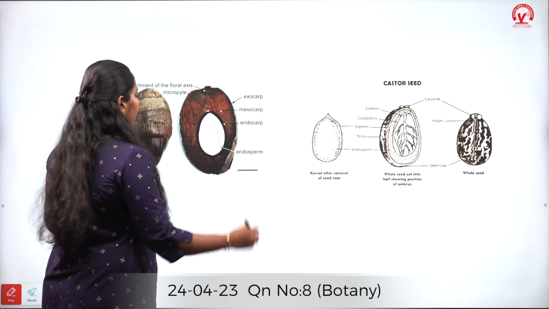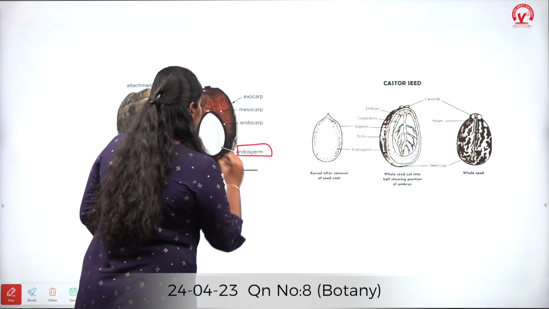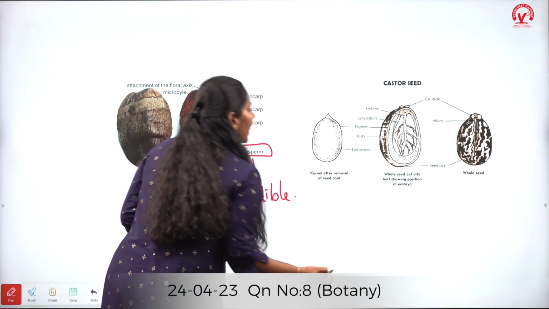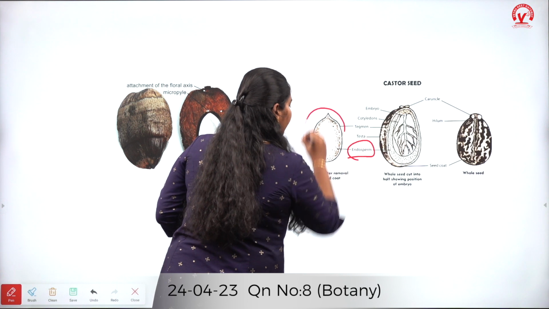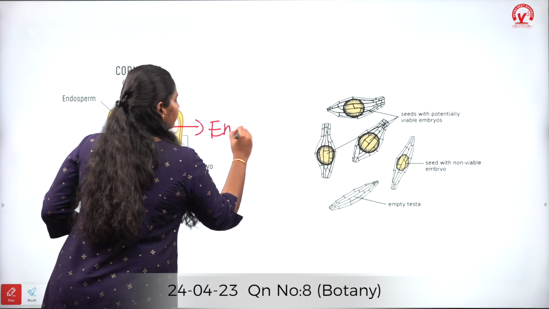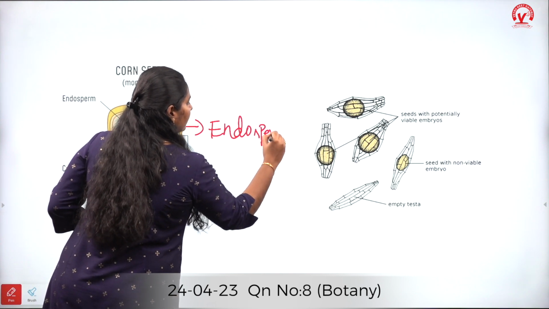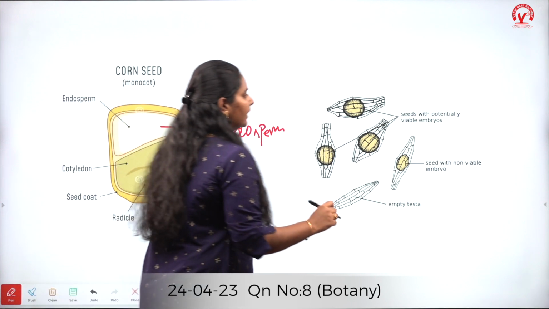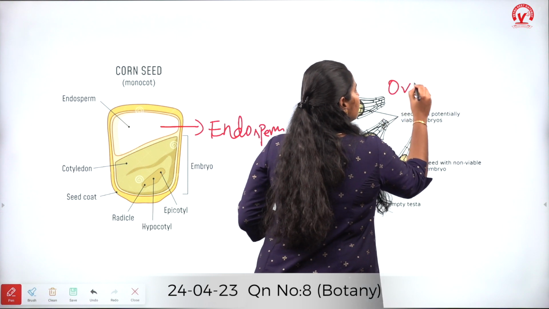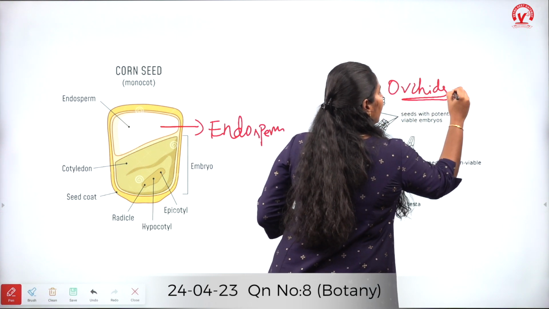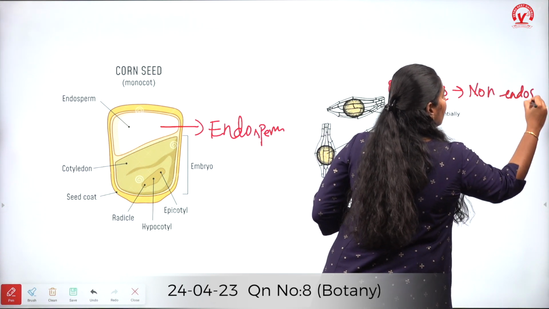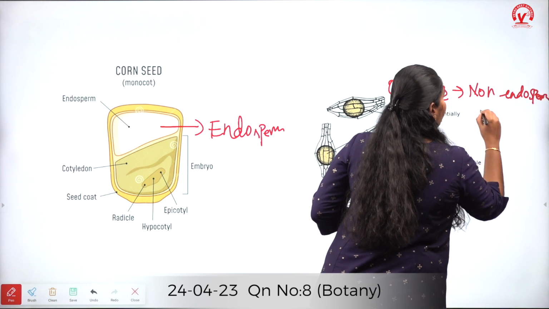In coconut we possess the endosperm, which is the edible part, and in castor too we have the endosperm, and in maize seeds we possess the endosperm here, but only in the orchids is the endosperm absent. So the correct answer for this question is orchids, in which the endosperm is absent. So it is a non-endospermic plant.